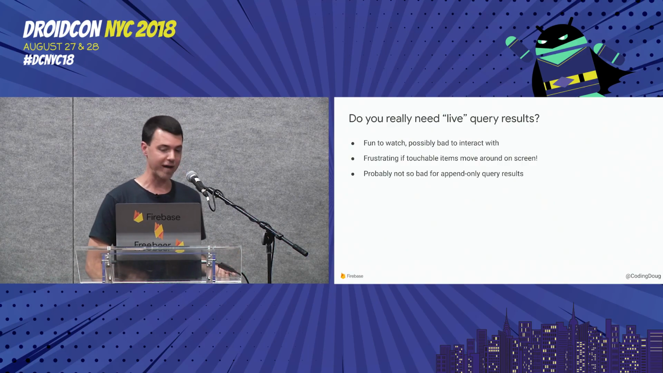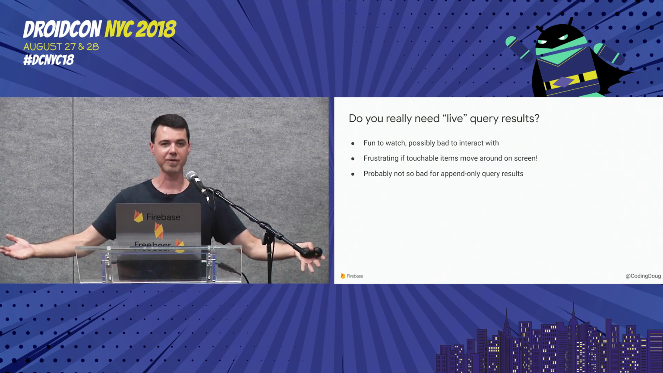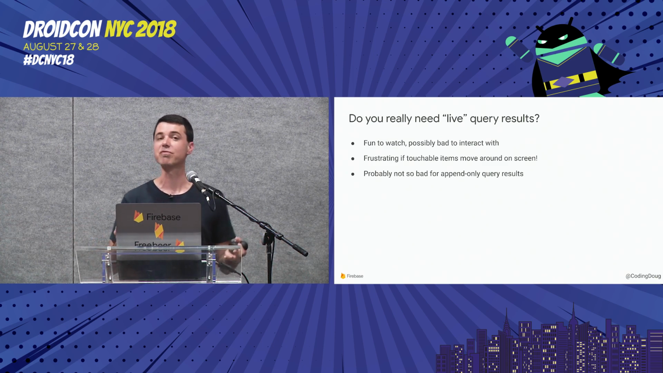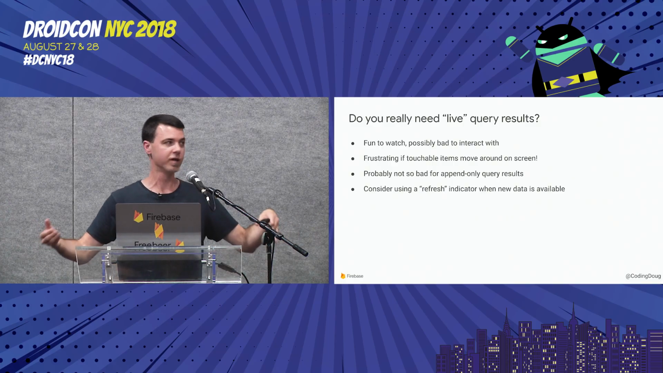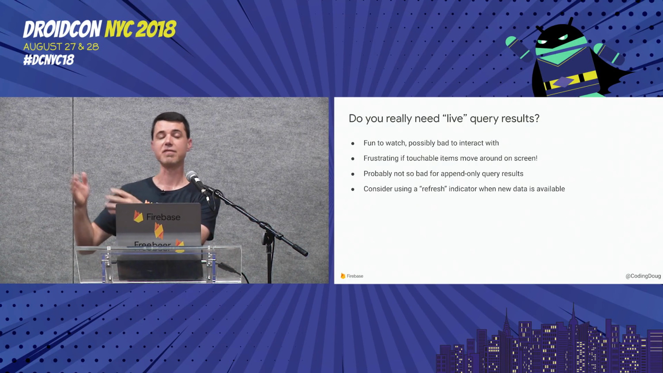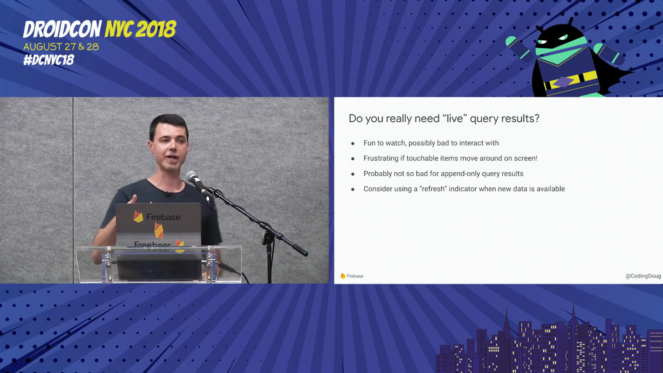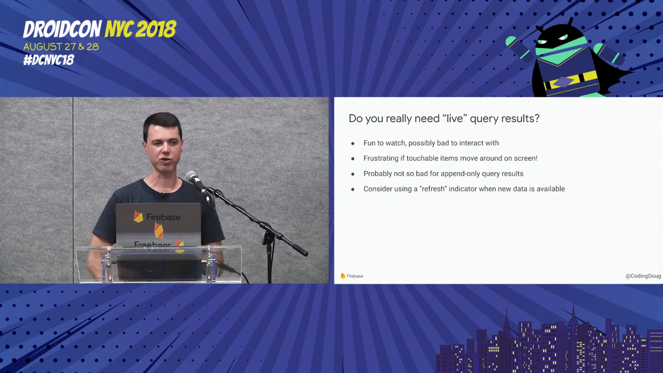It's probably not so bad for append-only results. If your list only ever grows and you add new elements, probably not a problem, since things are not shifting around so much. Instead of having live results, maybe use a refresh indicator. If you're using live data, maybe the first update you receive populates the list. Maybe hold on a second, and don't render anything new. If you receive an update to your live data, consider showing a refresh button to show those updates. Again, this is just opinionated. I'm not a UX expert, but I'm pretty sure I would not like to try to click on things that are constantly moving around.